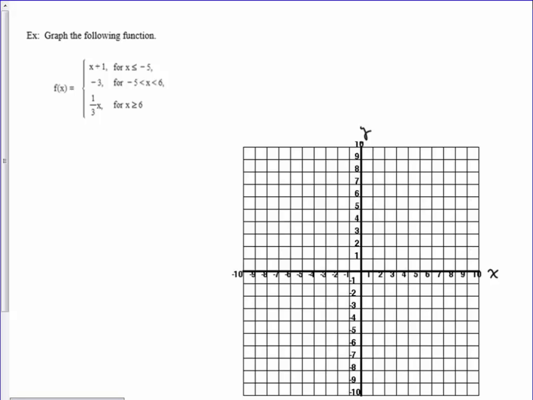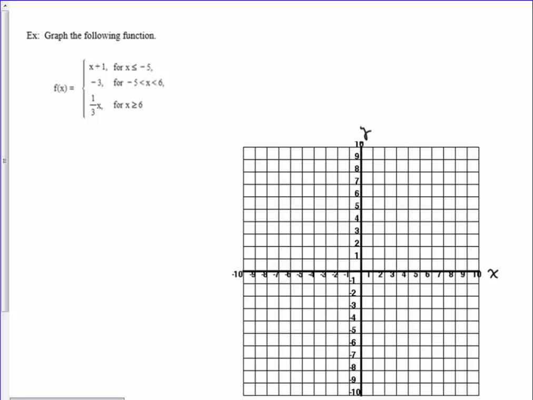In this example, we are asked to graph a piecewise function. To do this, please do not use your calculator, but you might want to pull out a piece of graph paper. These functions must be graphed precisely and accurately, and so the graph paper will help us do this.